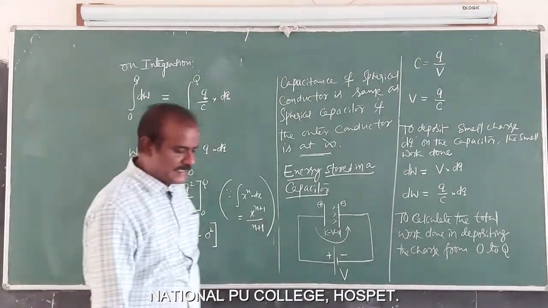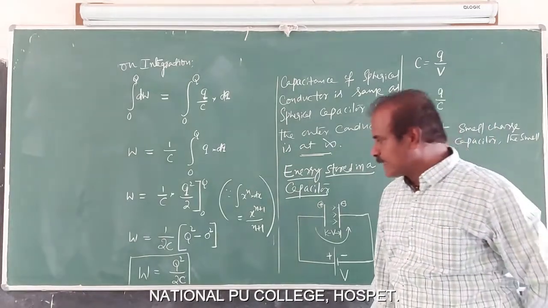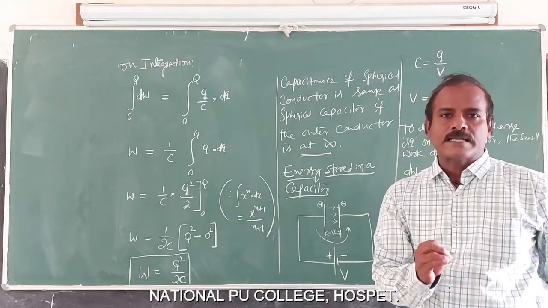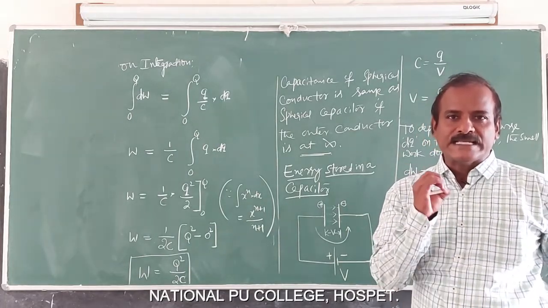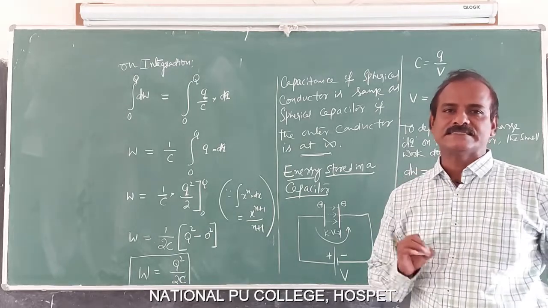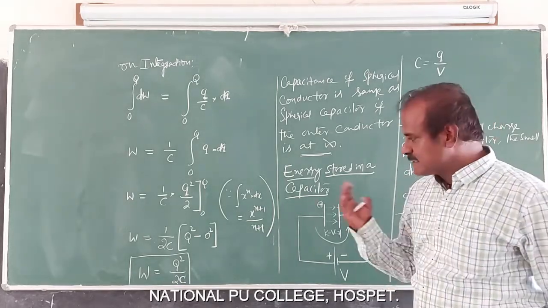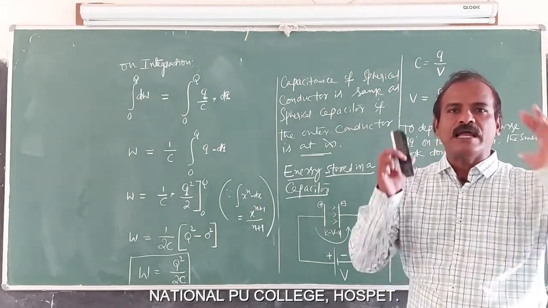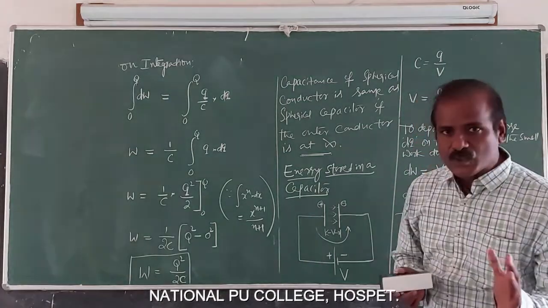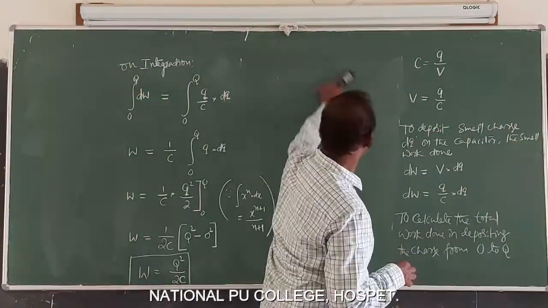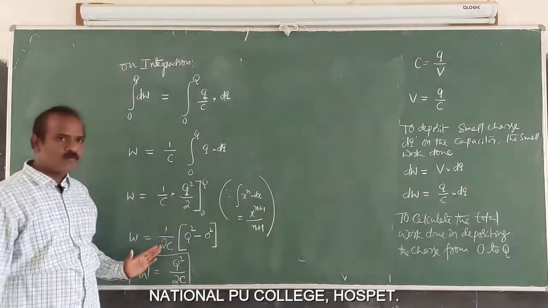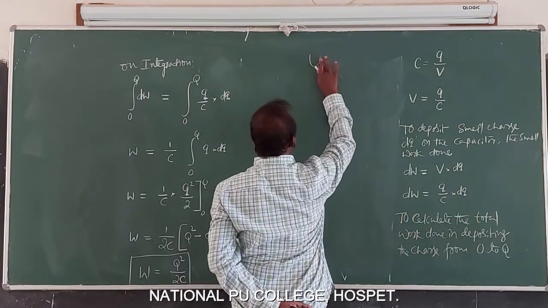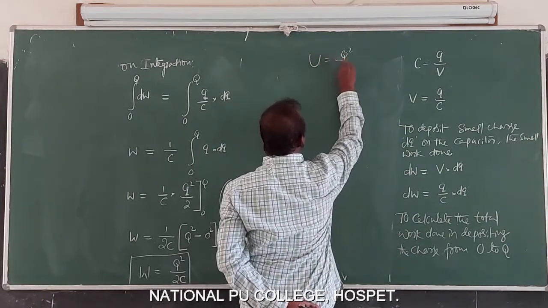Well students, this is the formula we arrived at. Q square by 2C is the formula for work done in storing electrical charge, and hence electrical energy on a given capacitor. And this work done is obviously stored as electrostatic energy in the form of electric field. Well students, this is one of the forms of energy stored in the capacitor. So I write energy stored as U is equal to Q square by 2C.